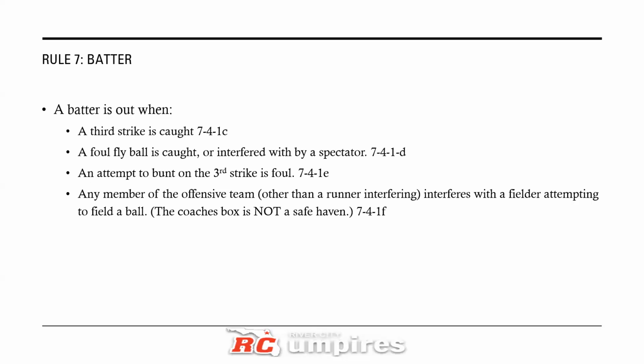Any member of the offensive team interferes with a fielder attempting to field the ball. The coach's box is not the safe haven. I will also mention this: it does not have to be physical. It can be verbal. If there is a fly ball towards a dugout and the dugout starts yelling to the first baseman or third baseman, I got it, I got it, I got it, and that player reacts, that is interference. You need to call that.